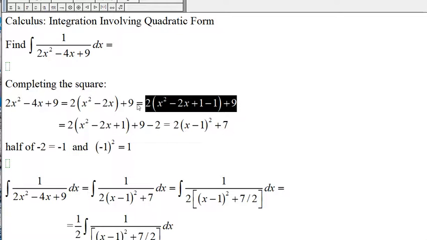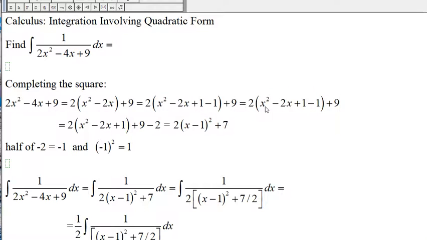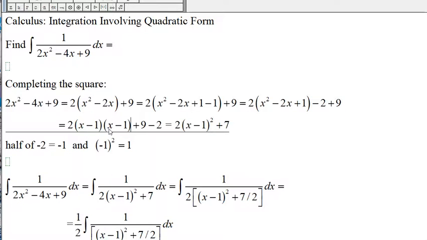So this right here, this becomes this. If we take the 1 here and we move it outside, then it becomes minus 2, because 2 times negative 1 is negative 2. The factors for x squared minus 2x plus 1 are x minus 1, x minus 1. Minus 2 plus 9 is plus 7.